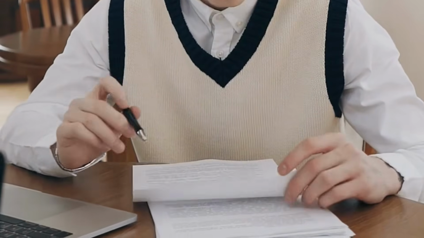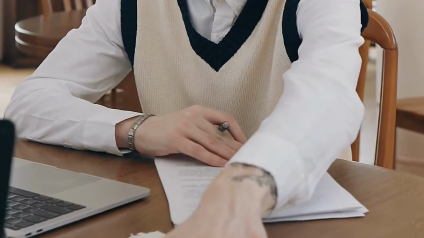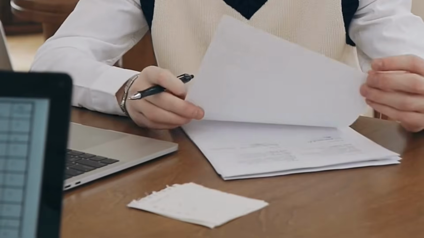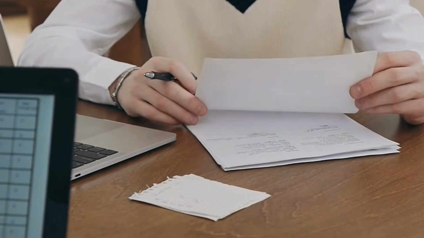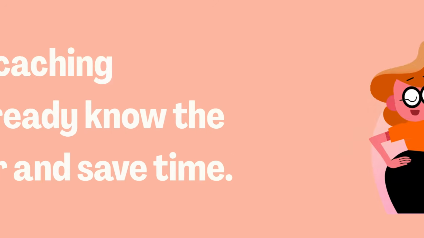You have a good memory, but you had a hard math exam. At the last minute, you didn't have time to relearn everything. So you memorized the final answers, just the right ones to pass the exam. That's caching. Instead of solving the problem from scratch each time, you already know the answer and save time.